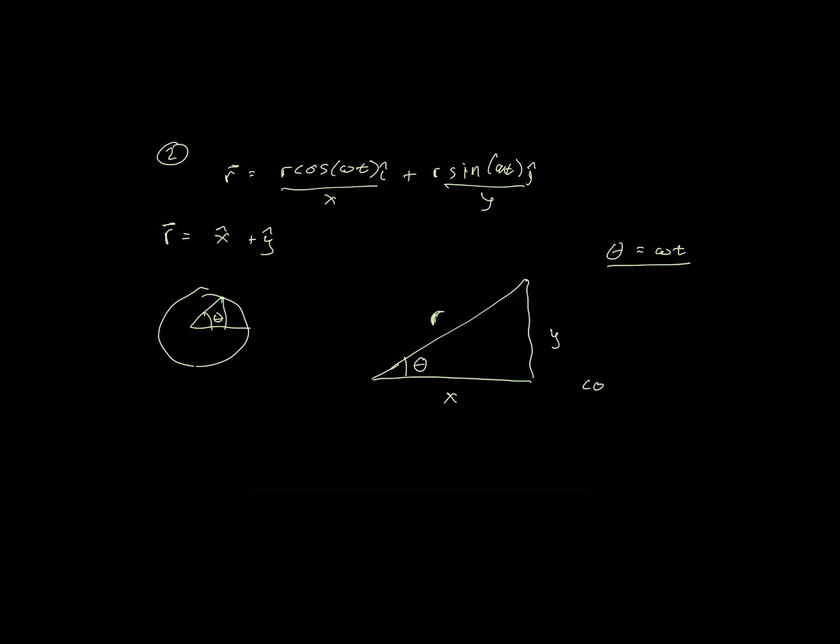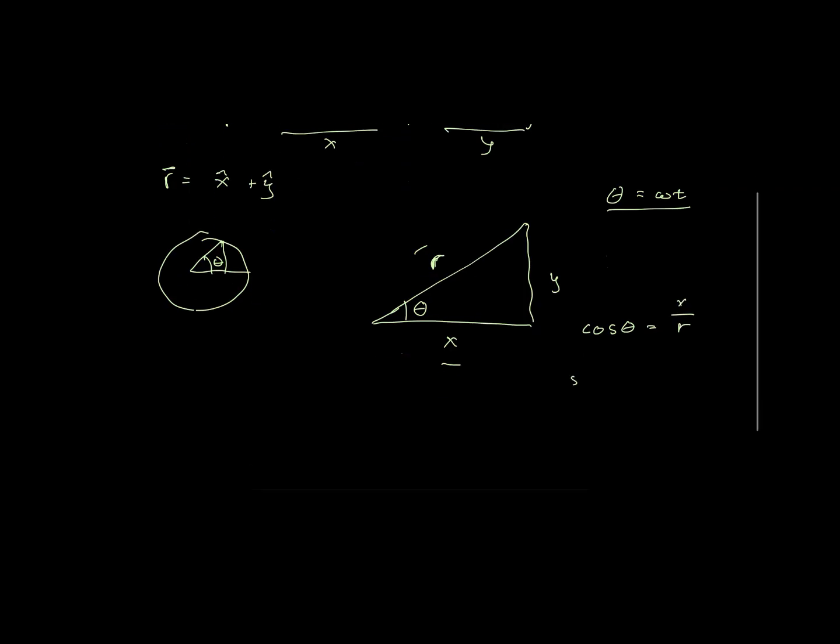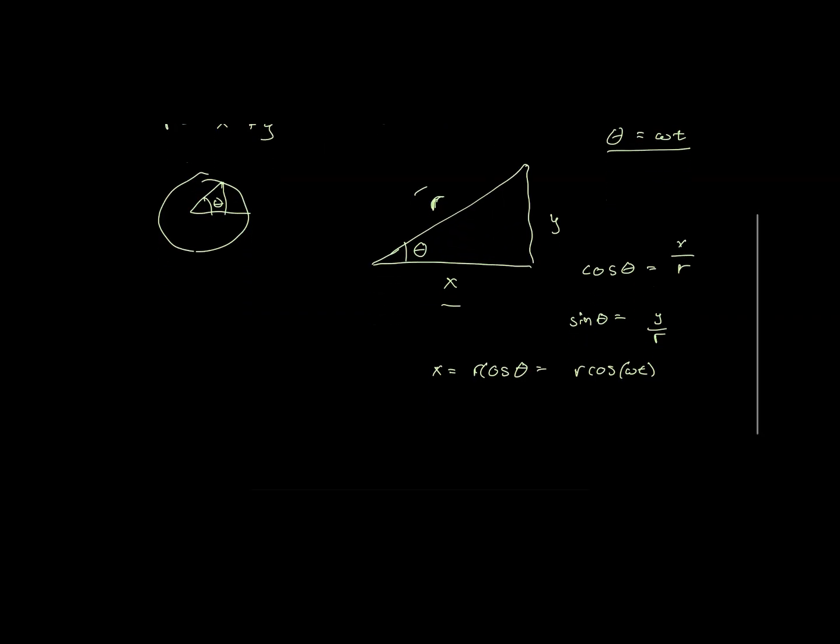So pretty simple. If we have the cosine of theta, that's going to be this over that, x over r. And the sine of theta equals y over r. Which means if you solve for x and y, you get x equals r cosine theta, which equals r cosine omega t. And then y equals r sine theta, which is equal to r sine omega t.